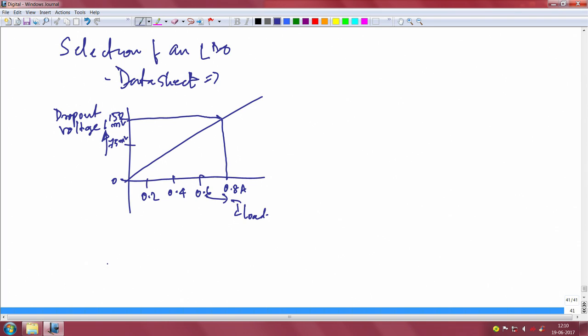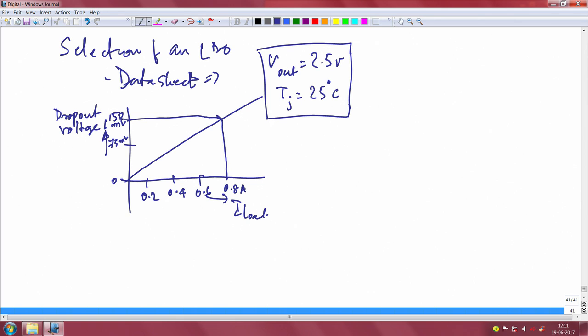I have not completed the story here for you. What you should also look at is what is your V out. This is at what V out? Let us say your V out is set to 2.5 volts, again insufficient spec. This is specified at what junction temperature, okay. So, you cannot escape looking up these additional parameters as well. This of course you have to look up because you would have designed your LDO for a given output voltage, but you must look out for this important parameter as well.